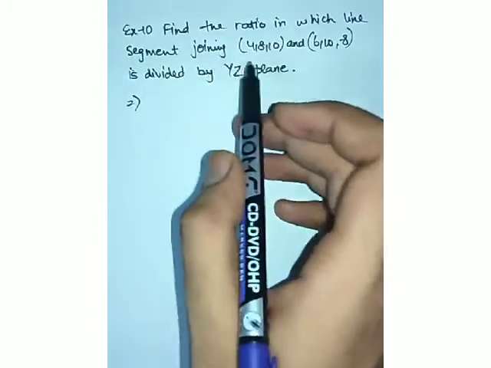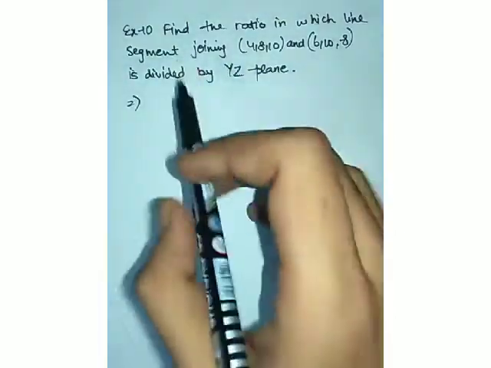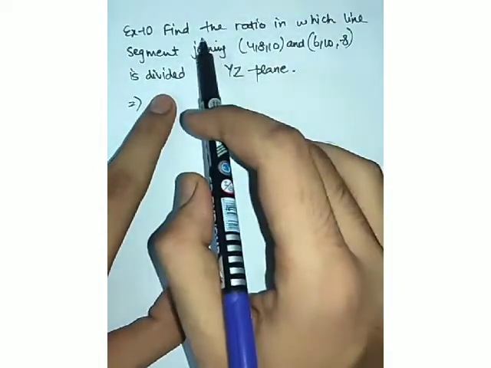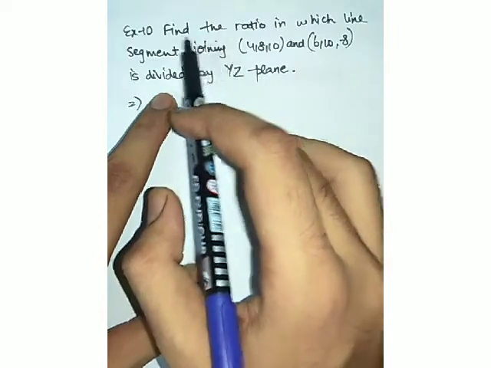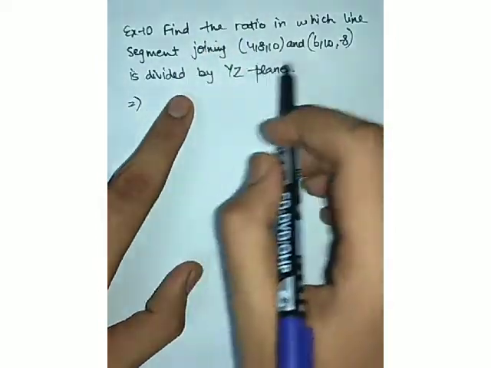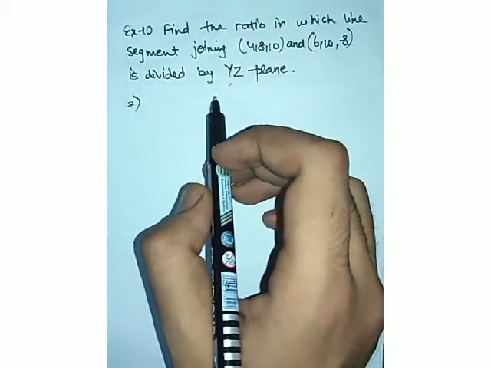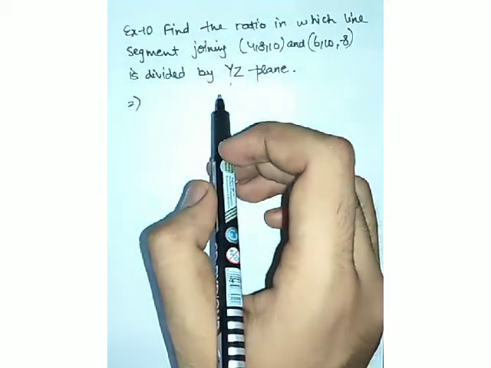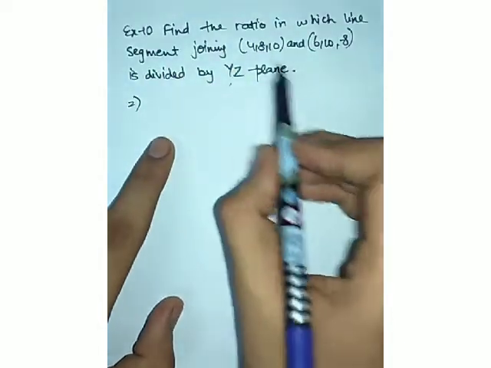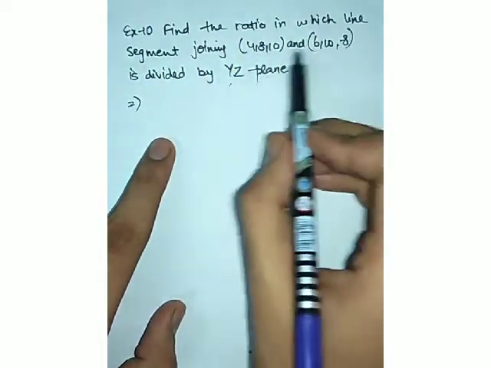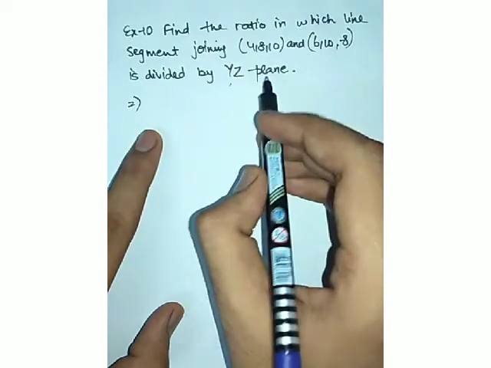This is the last example of this chapter. The thing which is to be found is the ratio. So find the ratio in which the line segment joining this and this is divided by the YZ plane. So we have to find the ratio in which these 2 points are forming a line and that line is being divided by the YZ plane.